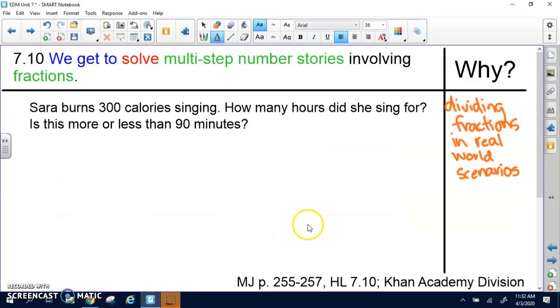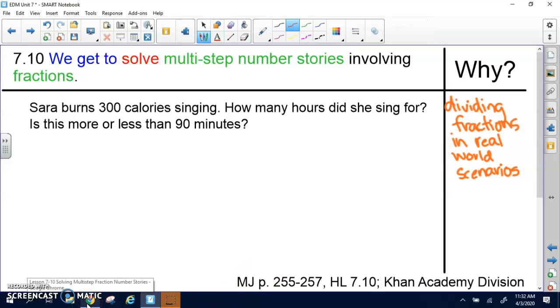It says Sarah burns 300 calories singing. How many hours did she sing for? Is this more or less than 90 minutes? So I'm identifying some of the big ideas. I'm understanding that she's burning 300 calories, and I need to find out how long it took her to burn those 300 calories. And then at the end, I'm looking for whether or not it was more or less than 90 minutes. Today I want to go back to the table to get some information.